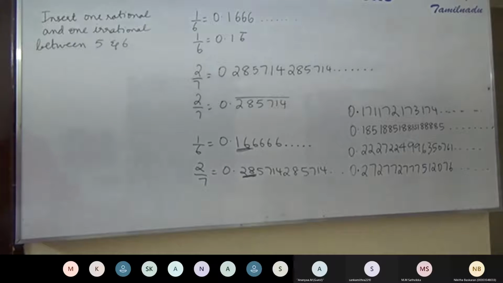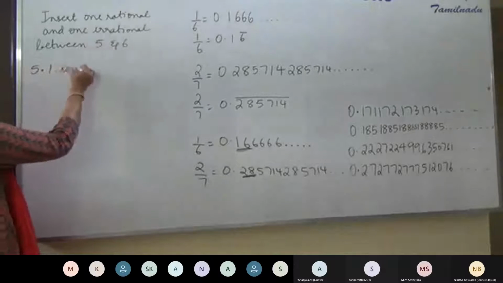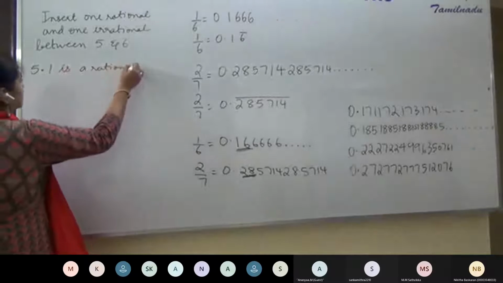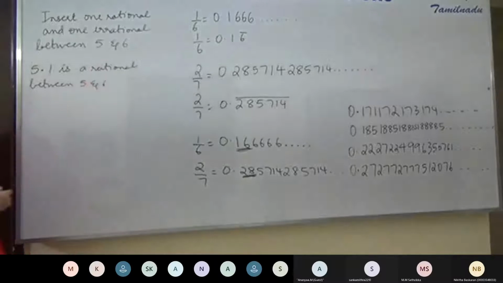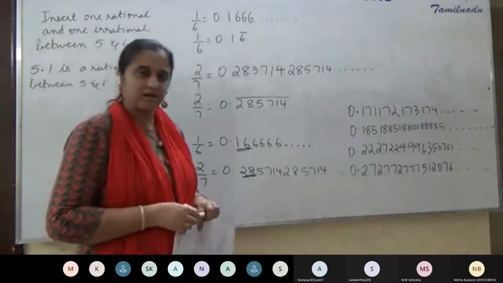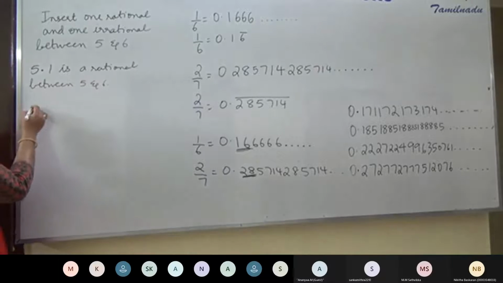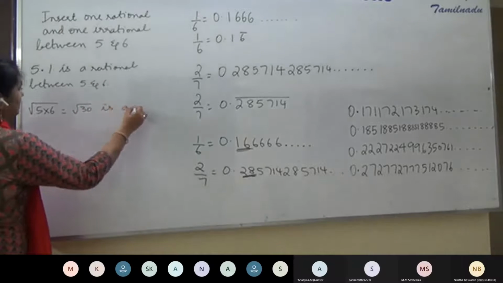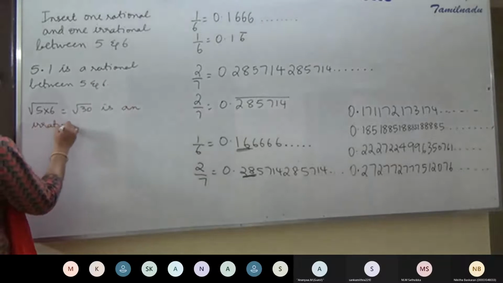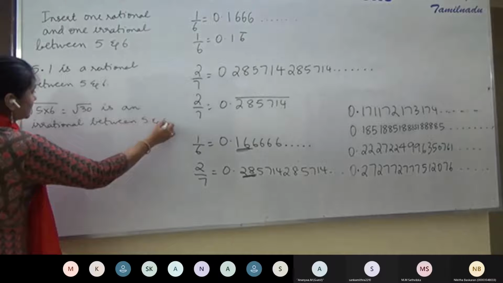I'll let you know. So here, insert one rational and one irrational between 5 and 6. You can say 5.1 is a rational between 5 and 6. Or 5.1 can be written as 51 by 10. 51 by 10 is a rational between 5 and 6. Irrational: root of 5 into 6, that is root of 30, is an irrational between 5 and 6.